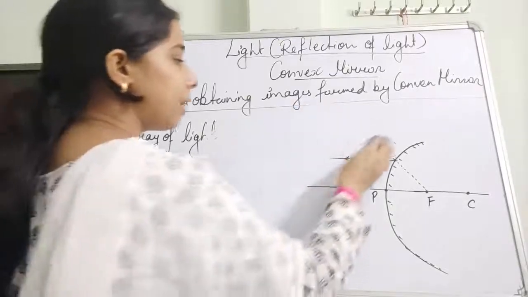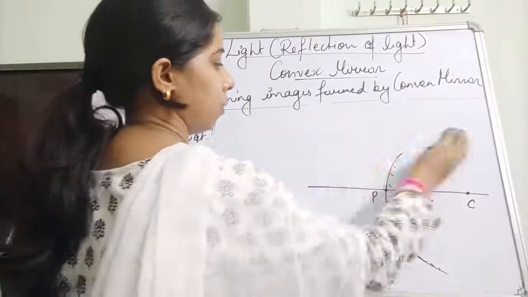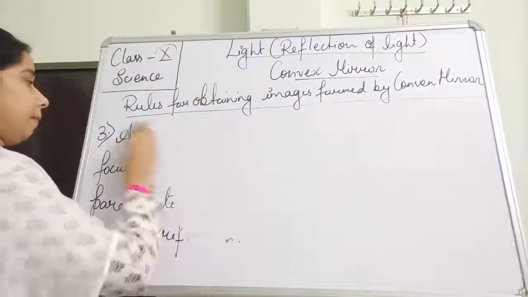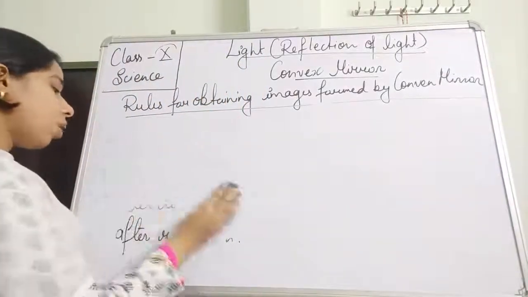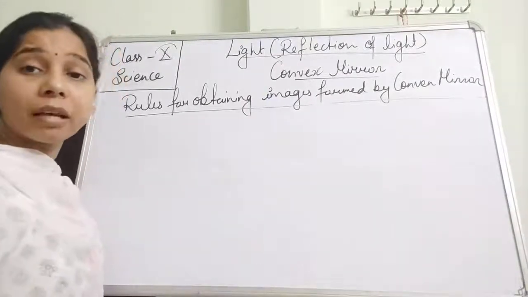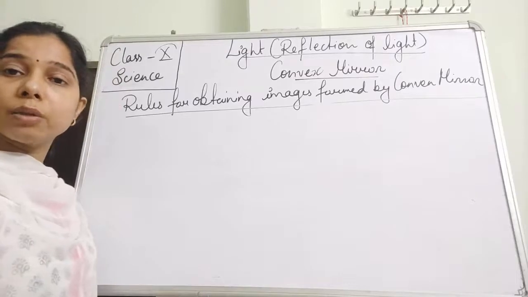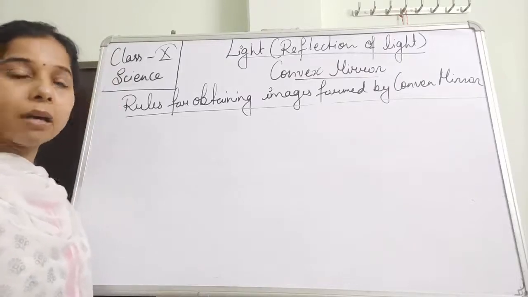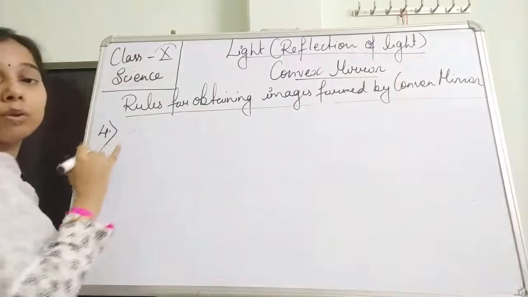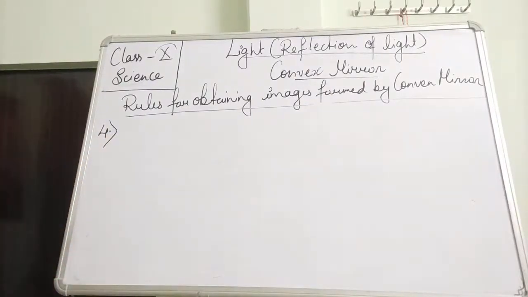What happened in case of the last rule? The last rule that we have seen in a concave mirror, students, is that when a ray of light falls on that of the pole, it will come back with the same angle, making it with that of the principal axis. Absolutely, this is the same kind of rule in case of a convex mirror also.